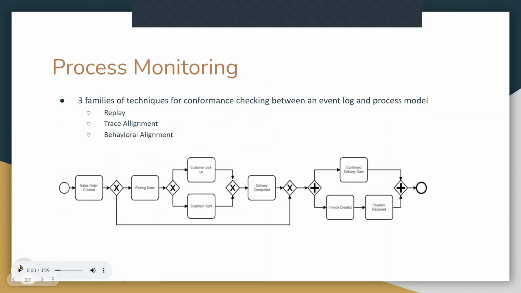Next, we'll speak about process monitoring. Three families of techniques for conformance checking between an event log and a process model are replay, trace alignment, and behavioral alignment. As you can see, I listed a picture of what process monitoring might look like. And as you can see, the entities all kind of relate to each other based off of the replay, trace alignment, and behavioral alignment. And you can see the arrows correlating the different tasks and how they line up with each other.